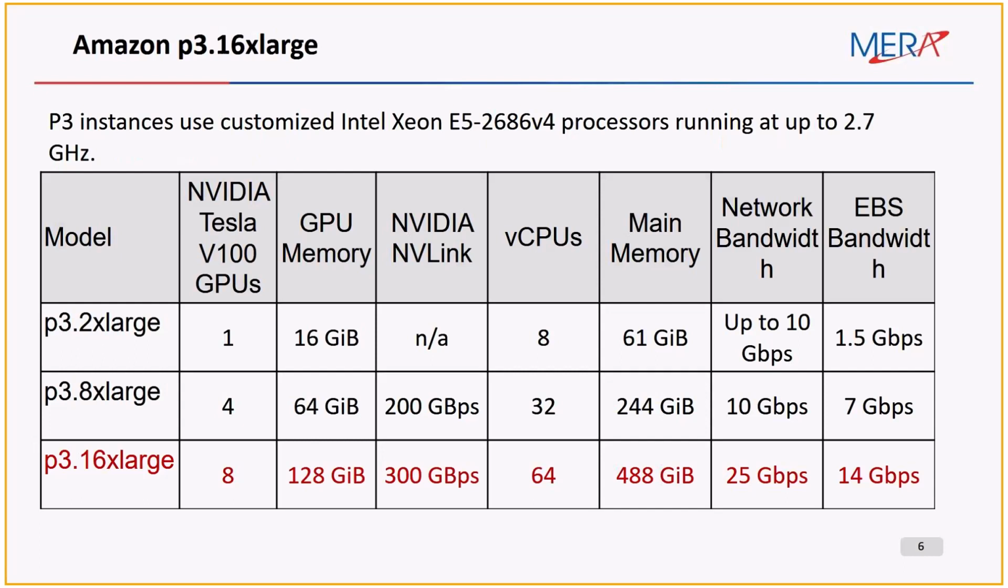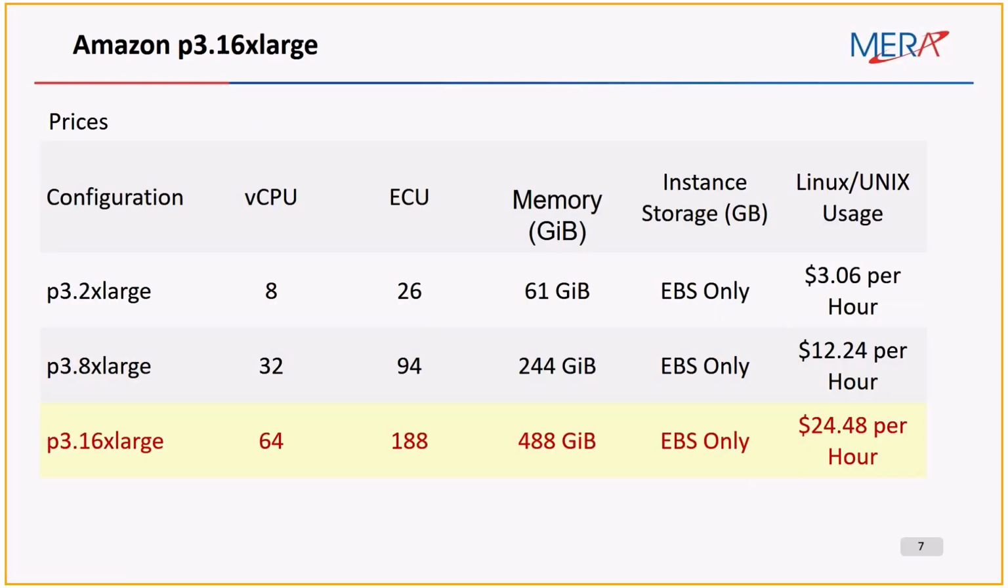So researchers used the P3.16xlarge cluster that, as I said, contains 8 GPUs. It also contains 64 virtual CPUs and 25 gigabit network bandwidth. For prices, this table is from the Amazon website, and as you see, the P3.16xlarge cluster costs about $24 per hour, so it's very inexpensive, and even a schoolboy, if he saves a bit of money from his breakfast, could rent such a server.